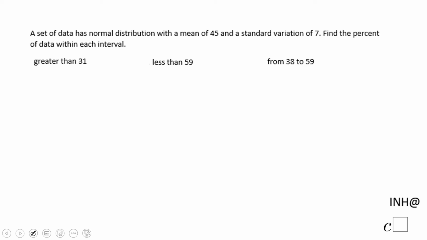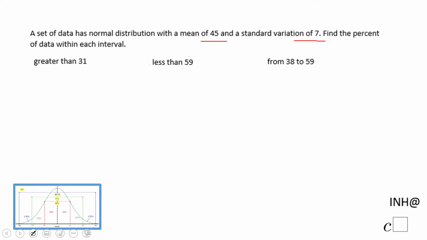In this example, we need to find the percentage of the data within each interval, and the data has a mean of 45 and a standard deviation of 7. So the first thing you need to do is draw this bell curve, which I'm going to do here.